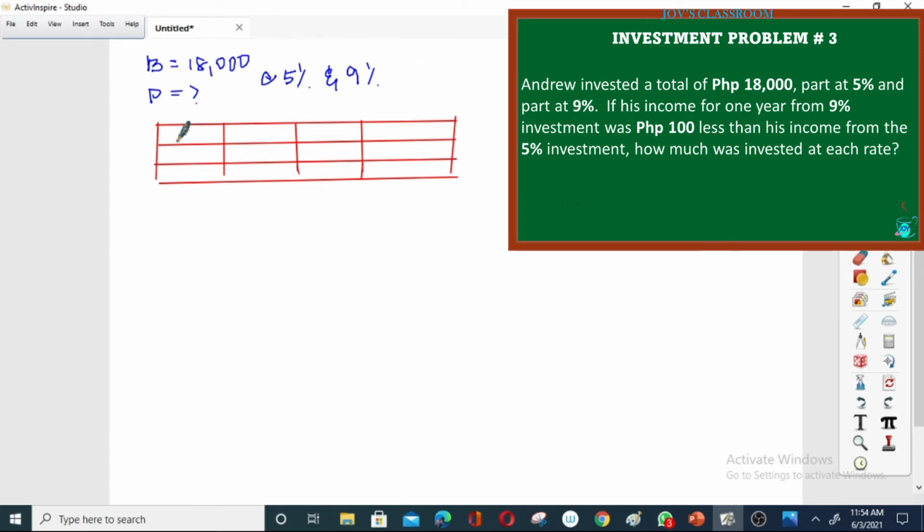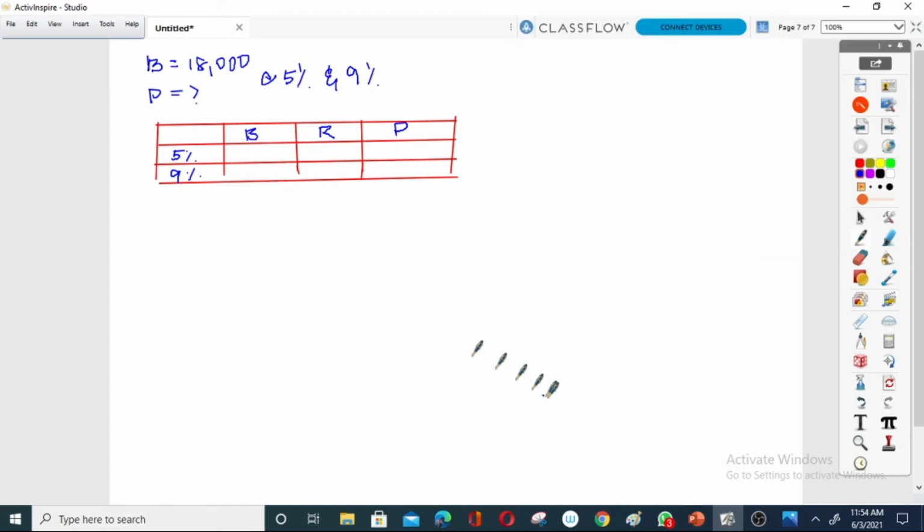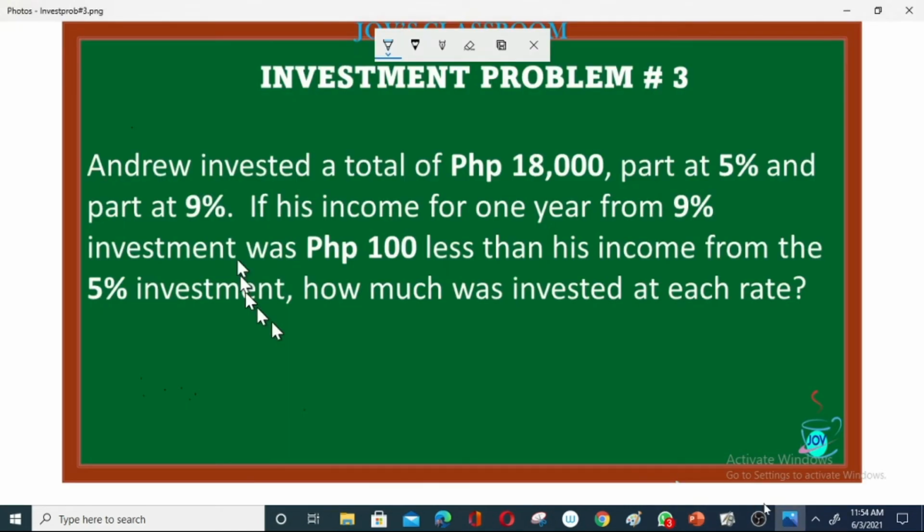Let us fill up the table. Money at 5% and at 9%. This is the base and this is the rate. Base times rate is your P, or percentage of the money from the total investment. So again, based on the given condition, part of it is invested at 5%, and the remaining will be at 9%.